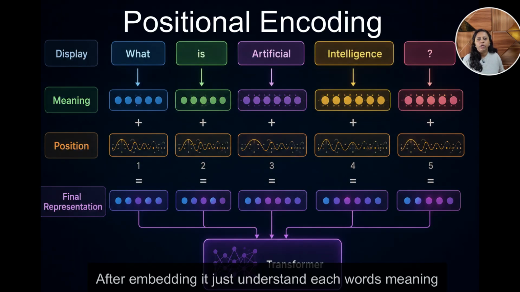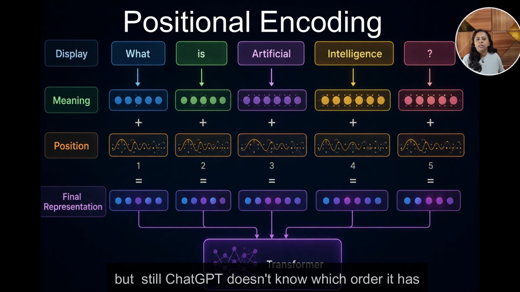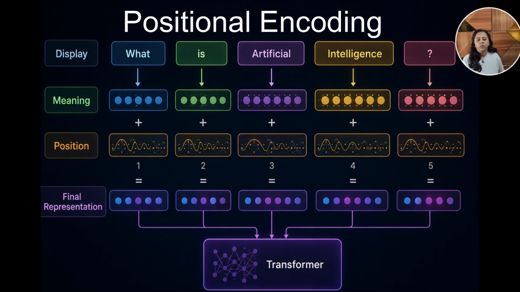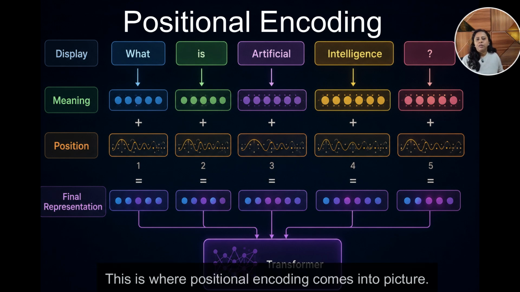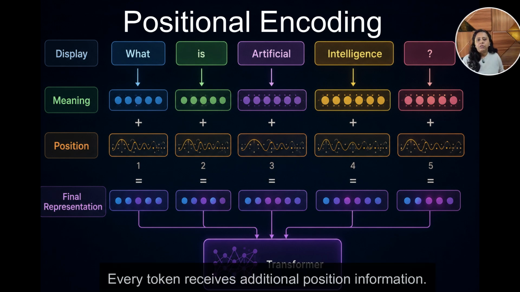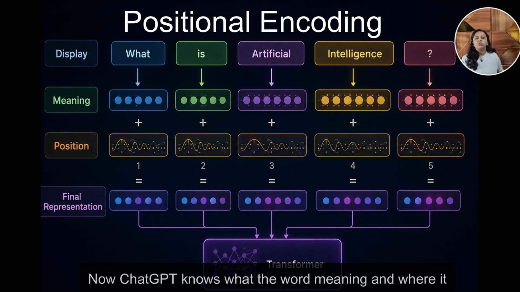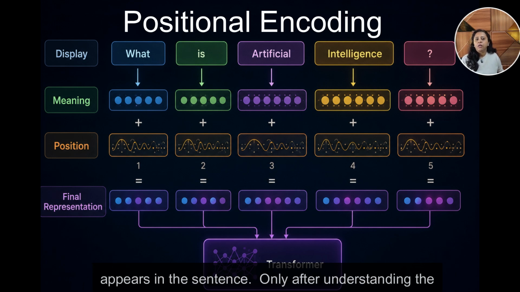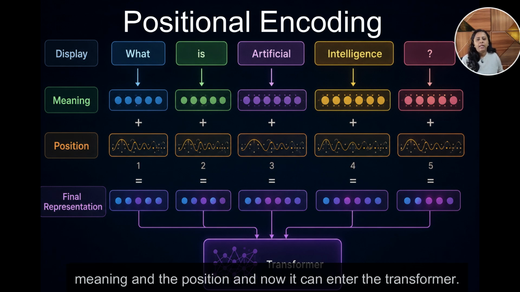After embedding, it understands each word's meaning, but ChatGPT still doesn't know in which order the words have to be framed. Now, how do we resolve this? This is where positional encoding comes into the picture. Every token receives additional position information. Now ChatGPT knows the word's meaning and where it appears in the sentence. Only after understanding the meaning and the position can it enter the transformer.